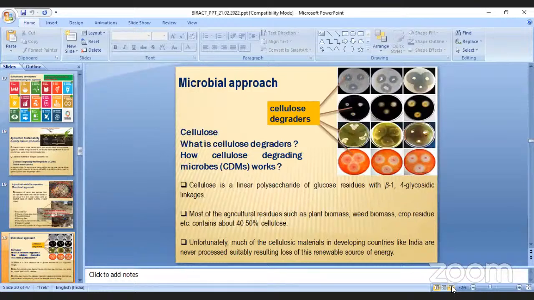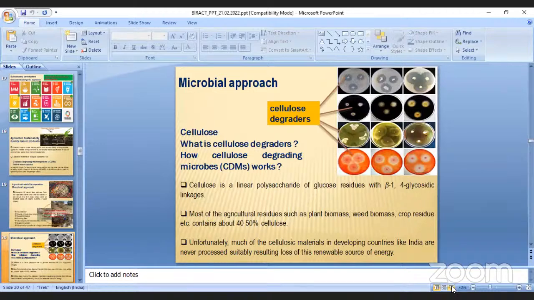These cellulosic materials are in lots of agro-based products like wheat biomass, plant biomass, and crop residues, which contain 40 to 50% cellulose. This cellulose may be converted by cellulose-degrading microorganisms to a usable form. However, in developing countries like India, most of the agro-based products are never utilized properly in the agricultural sector.